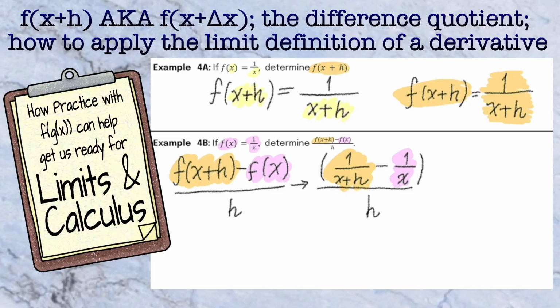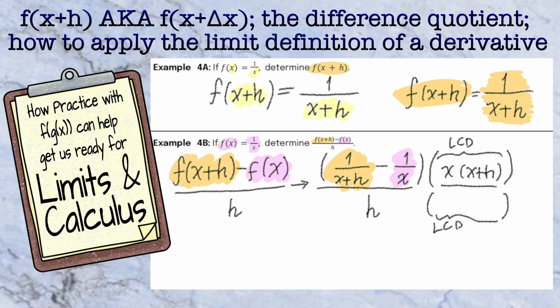Nobody likes a compound fraction or complex fraction, so we're going to multiply on top and bottom by the LCD, the lowest common denominator. And we're allowed to do that because anything over itself is 1, and we're totally allowed to multiply anything by 1. Now, what would the lowest common denominator be of all three of these components or parts? That would be x times x plus h. It's the product of these two distinct denominators, x times x plus h.